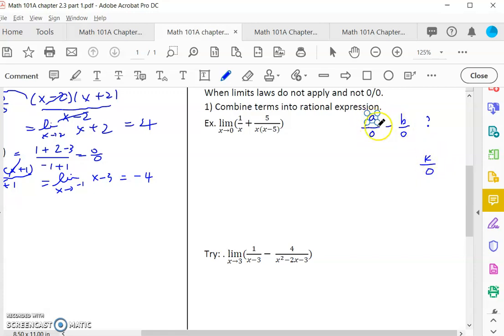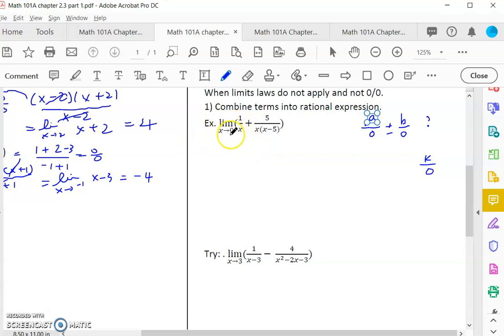So if we have these types of things, a over 0 minus b over 0, actually plus and minus, what we can do is we can combine them. The fact that they're both over 0 means that there is a common factor, and we can actually add them or subtract them by combining them into one single rational expression. So this is the example.